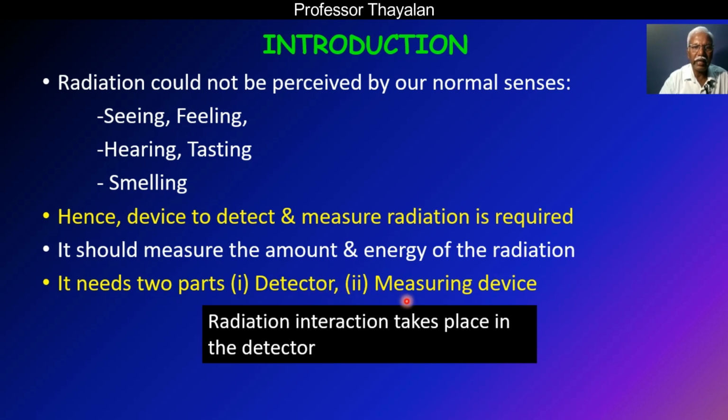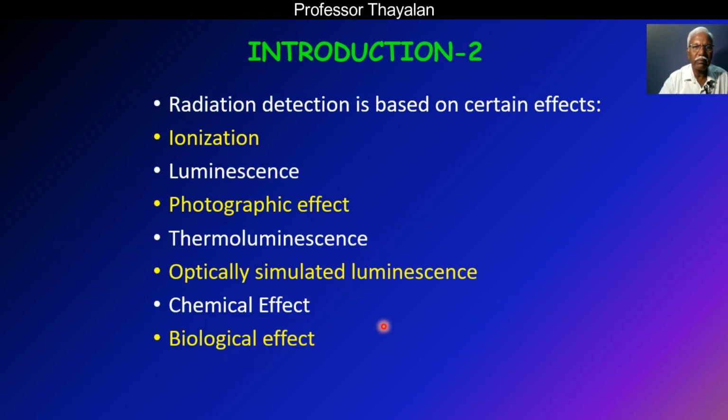Now, where does the radiation interaction take place? The radiation interaction takes place within the detector. The detector response goes to the measuring device. Then it completes the radiation detection methodology.